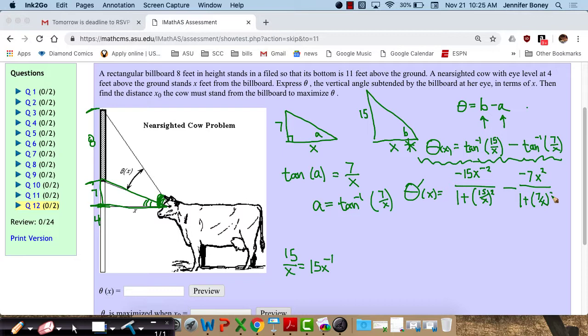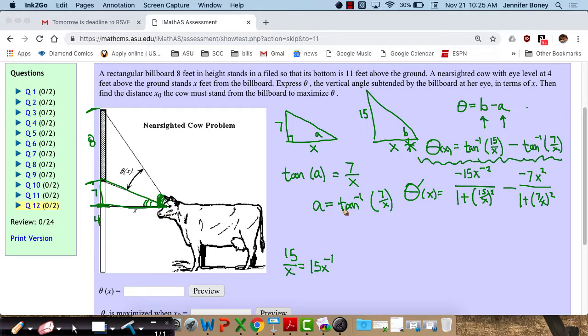So I want to know when this expression is 0 or undefined. It'd be undefined if x is 0 for sure, but x is not going to be 0. That'd be the cow standing under the billboard. It'd be impossible for the cow to see. That seems like nothing that makes any sense. So that undefined isn't going to help us. It's going to be a bad situation. x is probably supposed to be something greater than 0. You can maybe tell from the diagram, in order for the cow to be able to see anything.